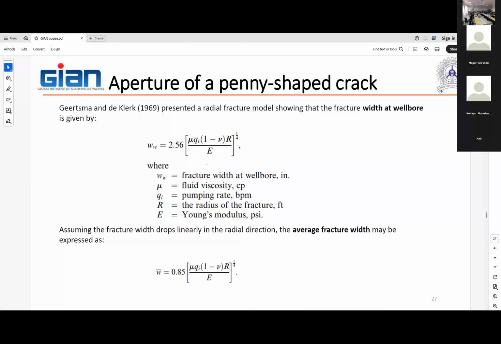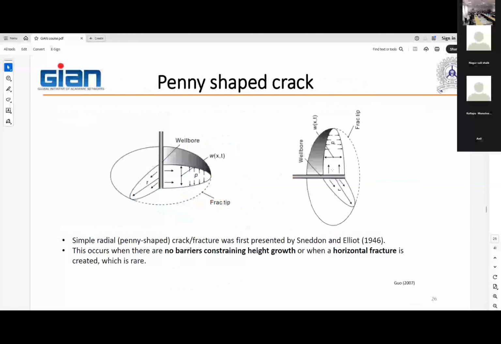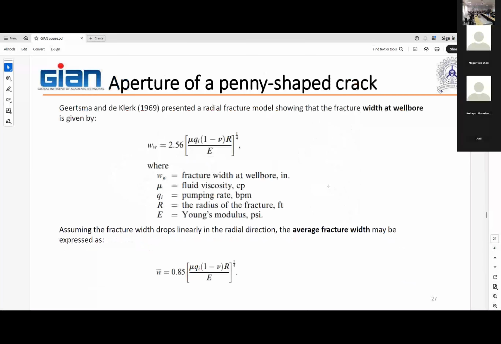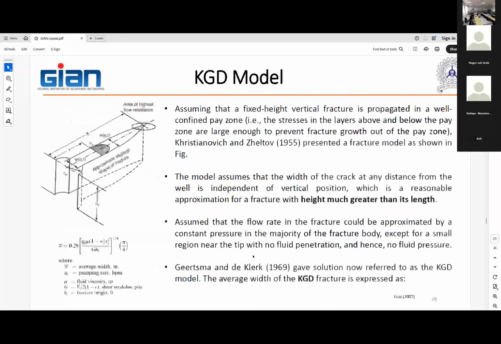But what happens in this fracture is, as you go away from the wellbore, the width of the fracture reduces, as you can see in this picture. Right at the wellbore, the fracture width is the highest. If you take an average width, it's going to be smaller than that, because the average width is less than the width at the wellbore. So to calculate the average width, instead of 2.56, you put 0.85 here. That will give you the average width. All the other parameters stay the same.